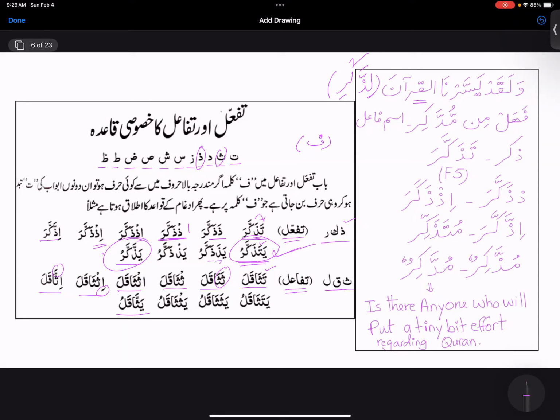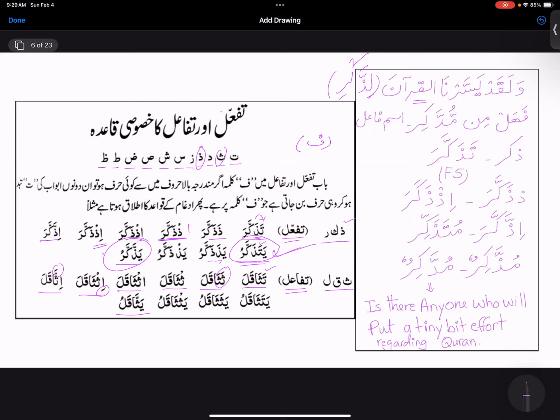Right now it doesn't look like it's easy, but the fruit you are going to reap, the benefit, the reward you're going to get, subhanallah, you would be surprised on the day of judgment, inshallah. That is our ibadah, whatever time we are spending on it. So that is basically the fruit of it. So وَلَقَدْ يَسَّرْنَا الْقُرْآنَ لِلذِّكْرِ.